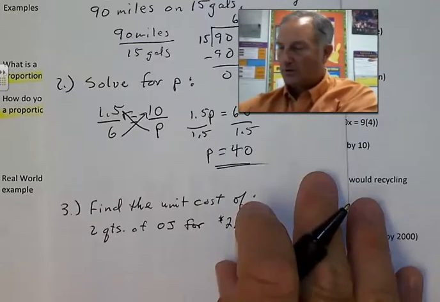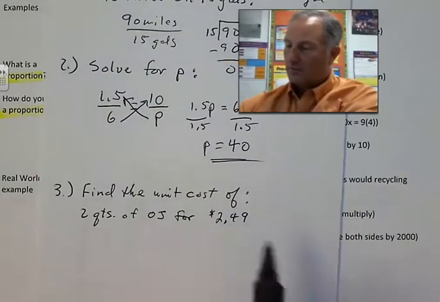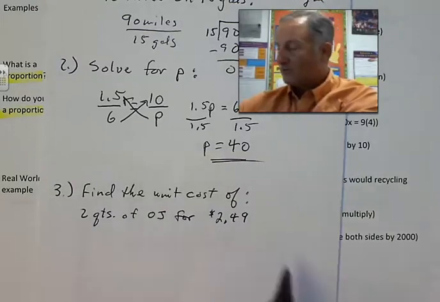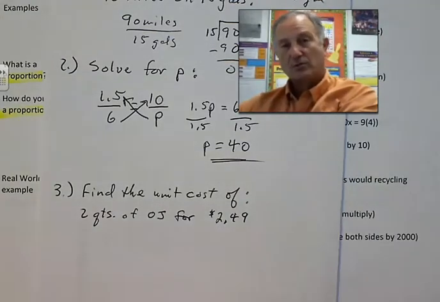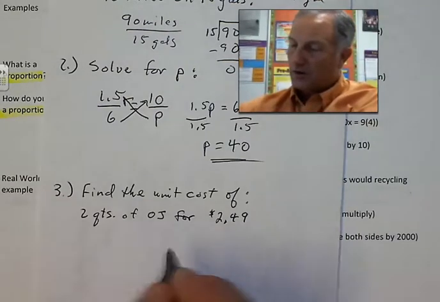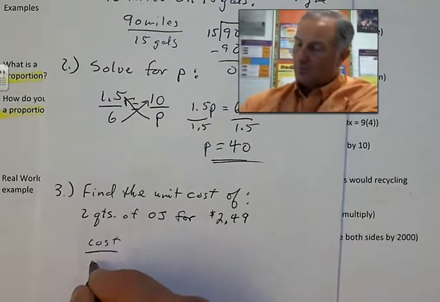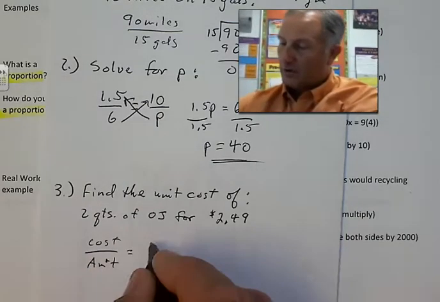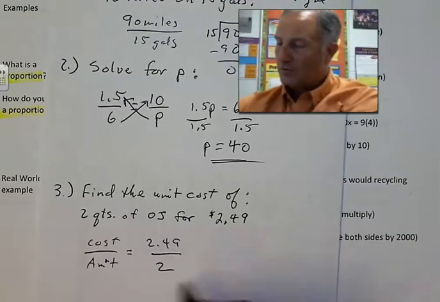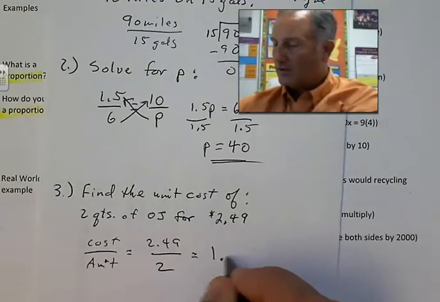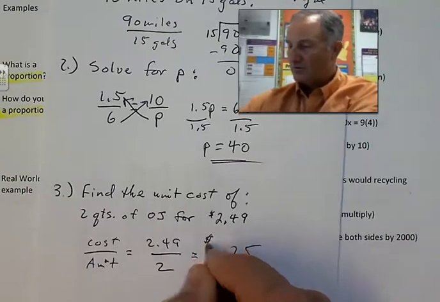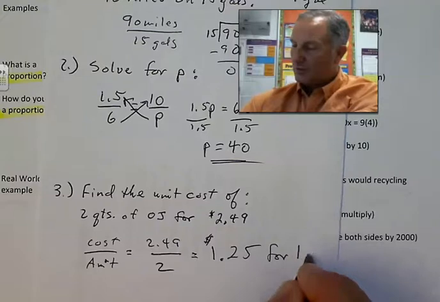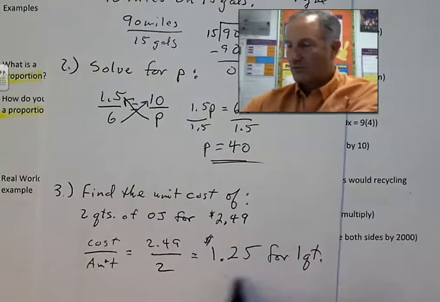And our last example, again, it's another unit cost, kind of a real world type thing. Find the unit cost of 2 quarts of OJ for $2.49. So the question is how much for 1 quart? So we have cost for the amount. My cost is $2.49 for 2 quarts. Divide that in there. You're going to end up rounding it off. It's going to be $1.25 because the store's always going to round that up to the next penny. So it's $1.25 for 1 quart. That's our unit cost right there.